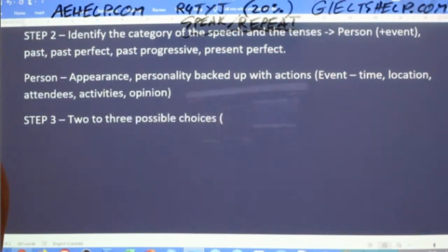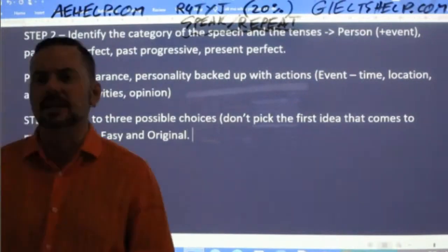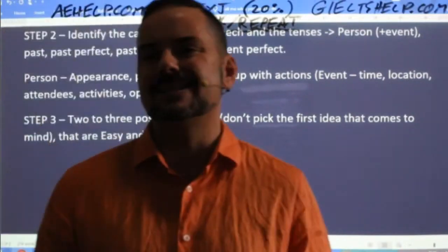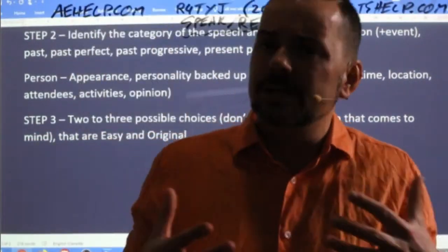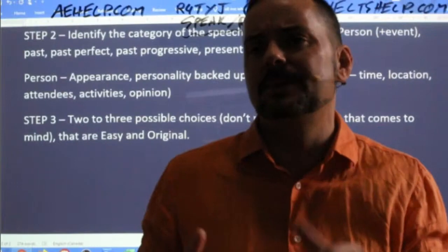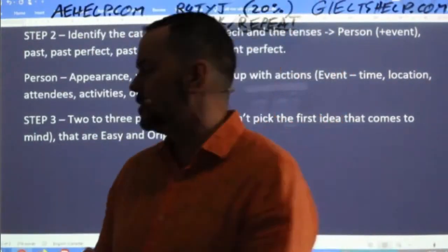So don't pick the first idea that comes to mind. Okay, so 2 to 3 possible choices that are easy and original. Okay, I don't want to say unique, Carolina. I know I've said that before, but it doesn't have to be like something really strange. It can be common, just original. So not something that everybody's going to choose, something that's original to you, right? So 2 to 3 ideas.